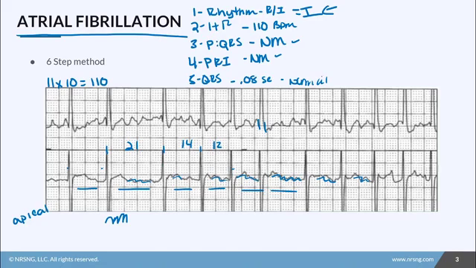So because AFib can cause significant complications, let's talk about how to manage it.